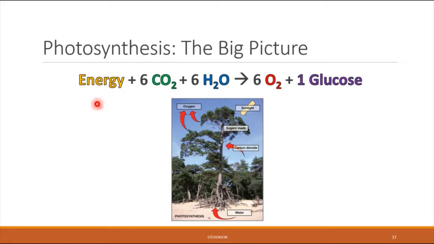So if we look on the left-hand side of the arrow, we can see that energy is represented here. That, of course, would be the energy of sunlight. We also see that plants consume carbon dioxide as one of the ingredients in this process. And they also consume water. And this is easy to remember. You know these things already, most likely. On the other side of the arrow, what does this all get turned into? Well, it gets turned into oxygen, which is given off through the process of photosynthesis, as well as molecules of glucose sugar.